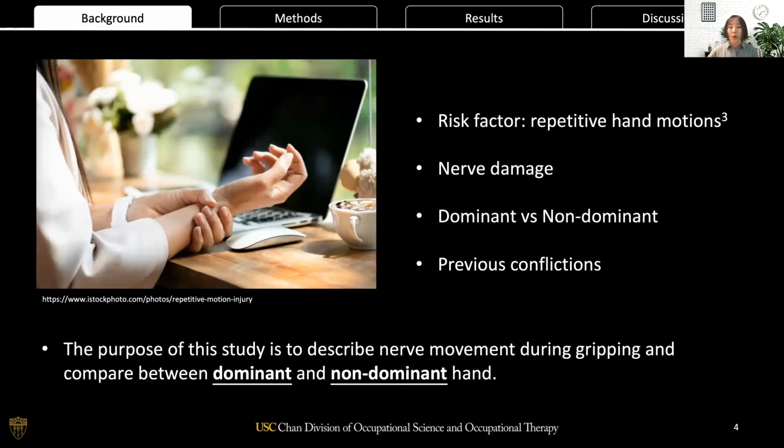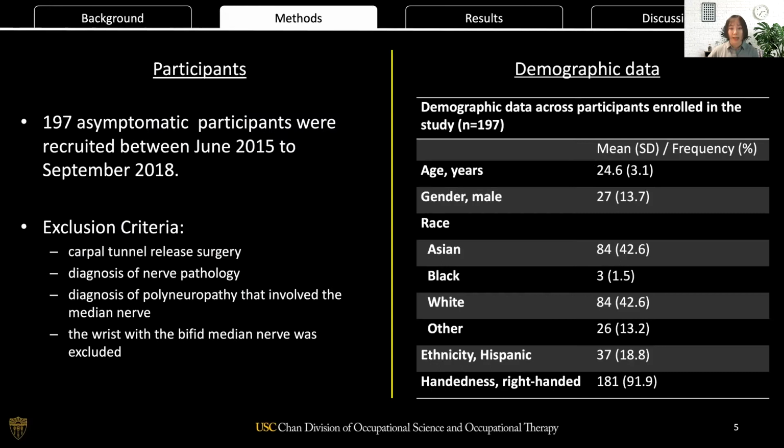What we don't know is whether there's any difference between the dominant and non-dominant hand. Based upon the fact that we use the dominant hand more frequently, exploration of the difference between sides could be important. Previous studies that have looked at movement haven't really settled on a great understanding of the nerve movement directions, and they only have fairly small samples. So we used a fairly big sample to describe nerve movement and compare nerve movement between dominant and non-dominant hands.